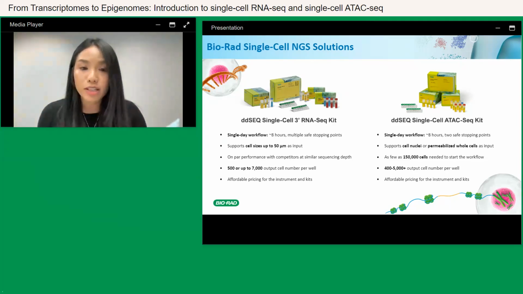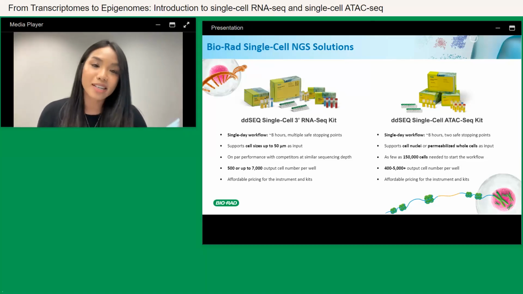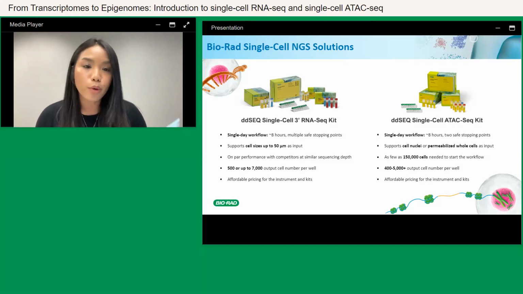The performance of both of these kits is on par with what's on the market today, and it can support cell types of larger size with expected outputs of over 5,000 cells per sample on the higher end of cell loading. Specifically for the single-cell ATAC-seq kit, we also support nuclei or permeabilized whole cell as input, depending if you're using samples that are more resistant to lysis or if you're using fragile cells that require gentler handling. That is possible because we have validated 2 different tagmentation protocols for those.